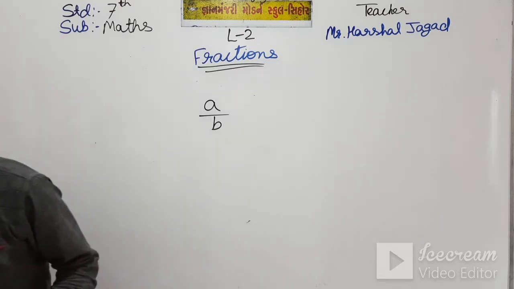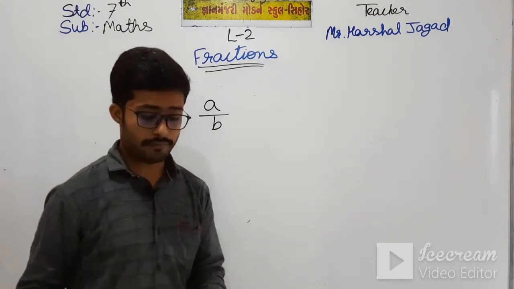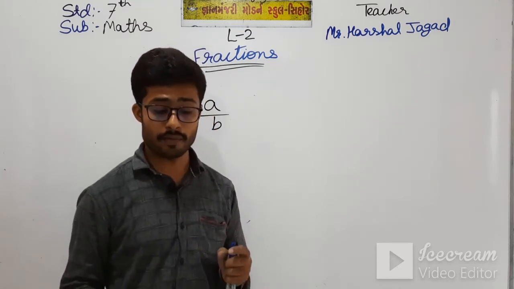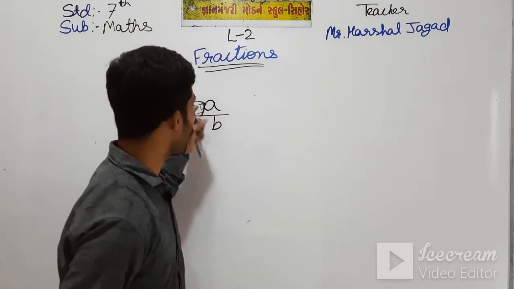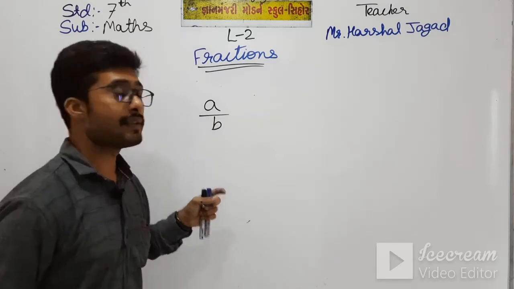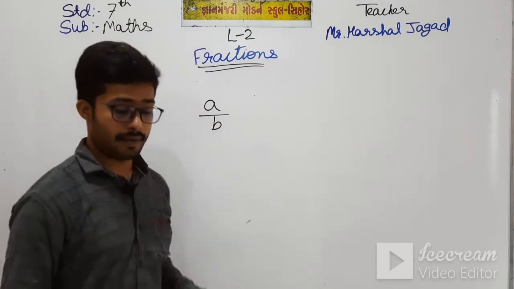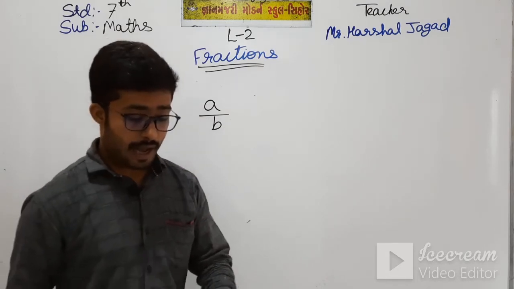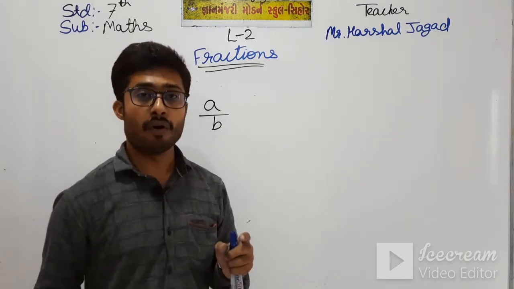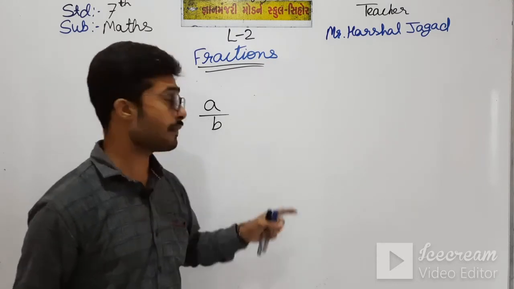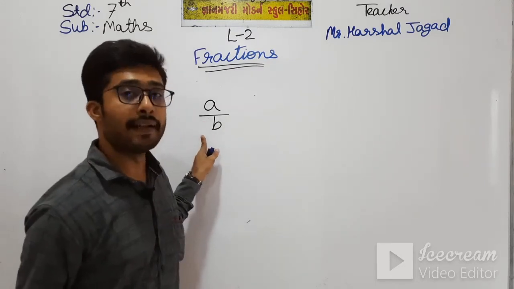See here, I am reading the first definition ma'am told you about. A fraction is a number which can be written in the form of A upon B, where both A and B are natural numbers. A is the numerator and B is the denominator.